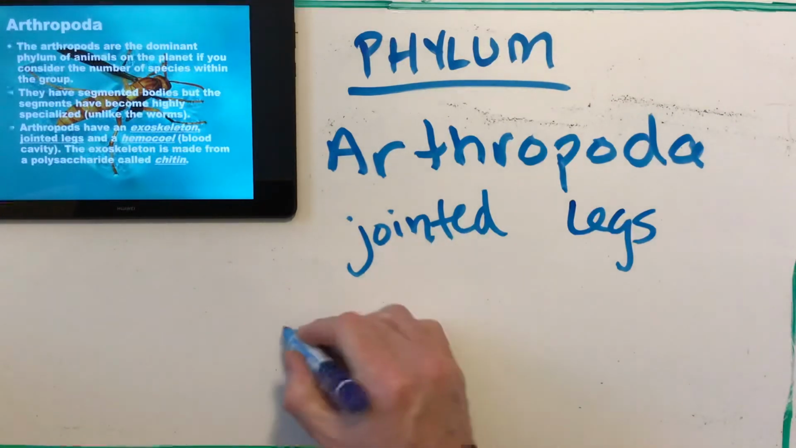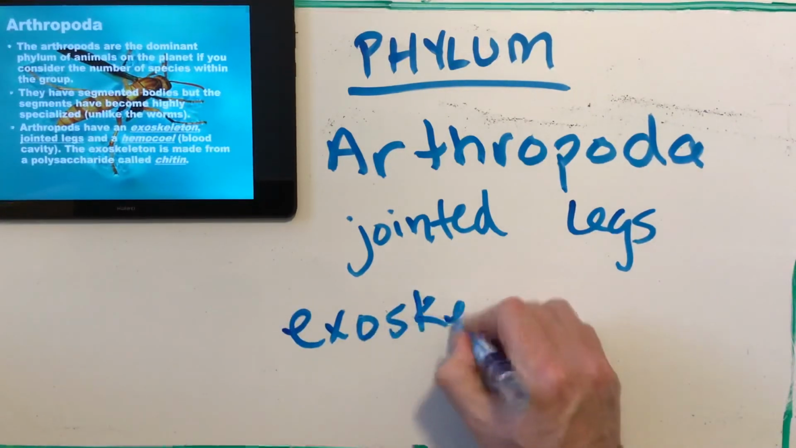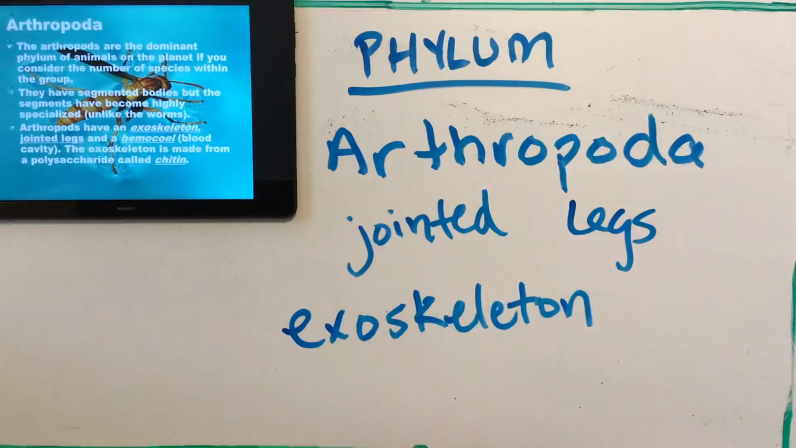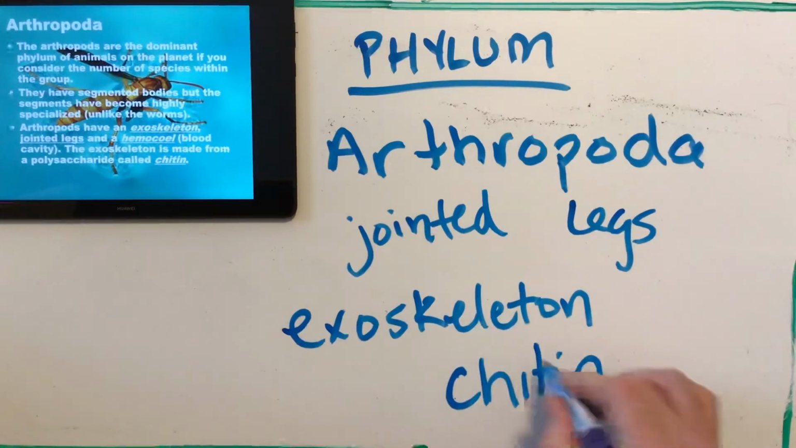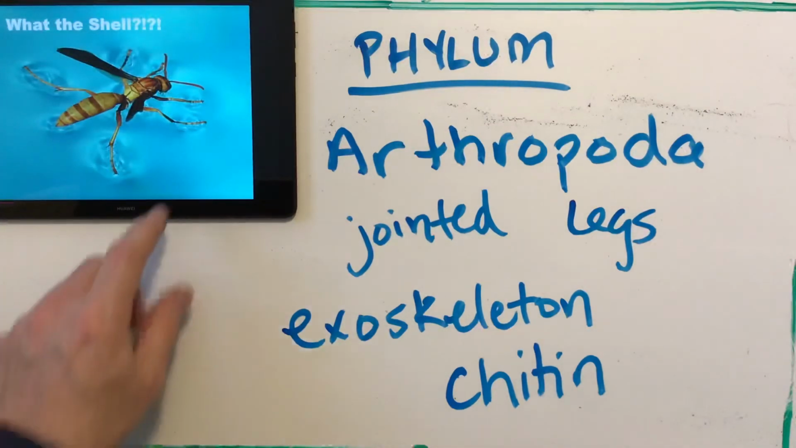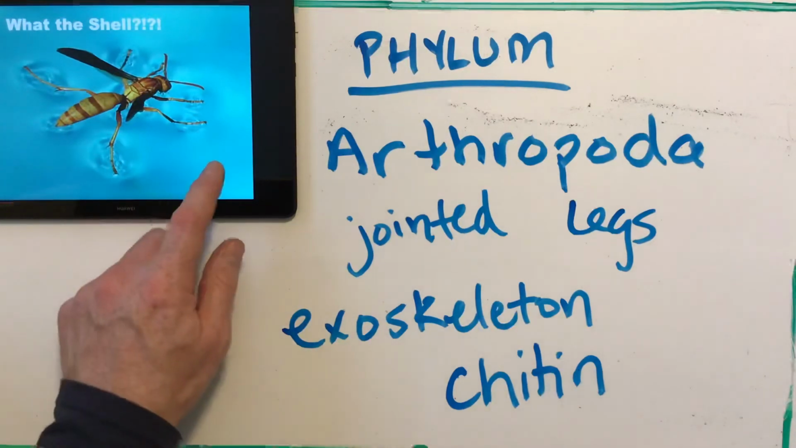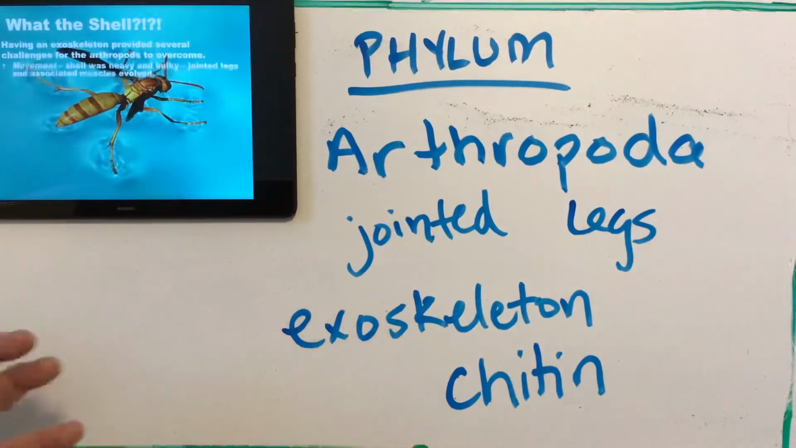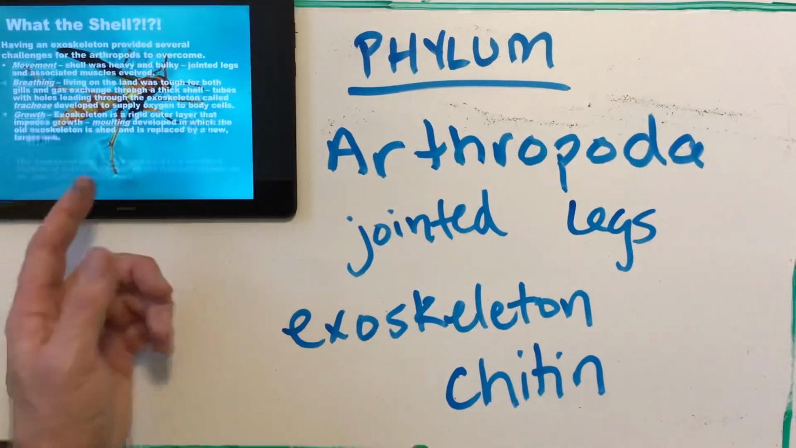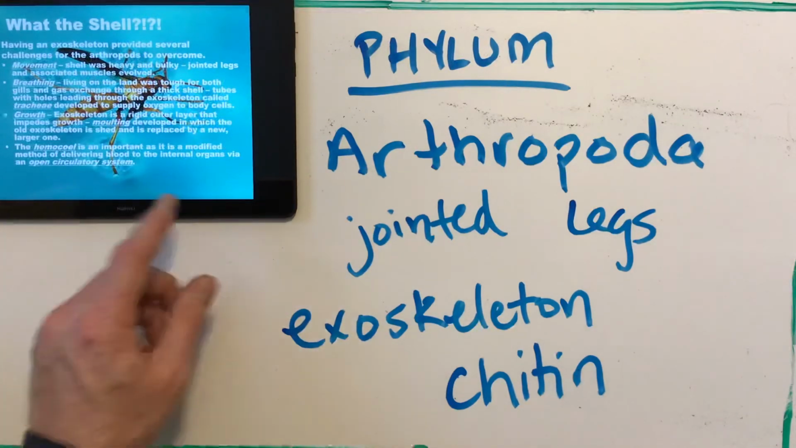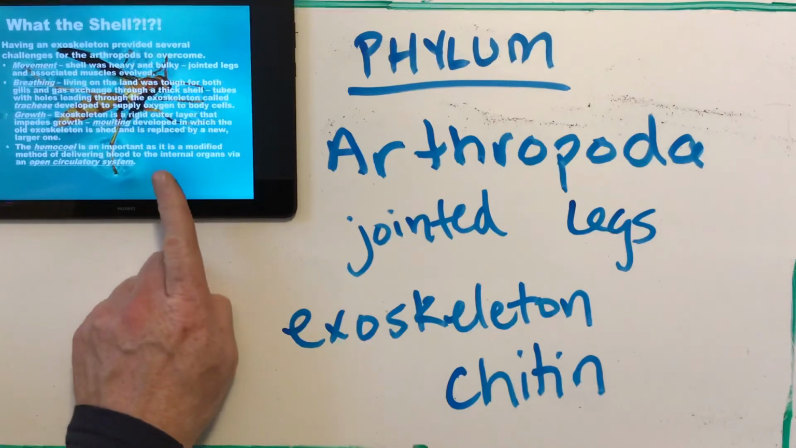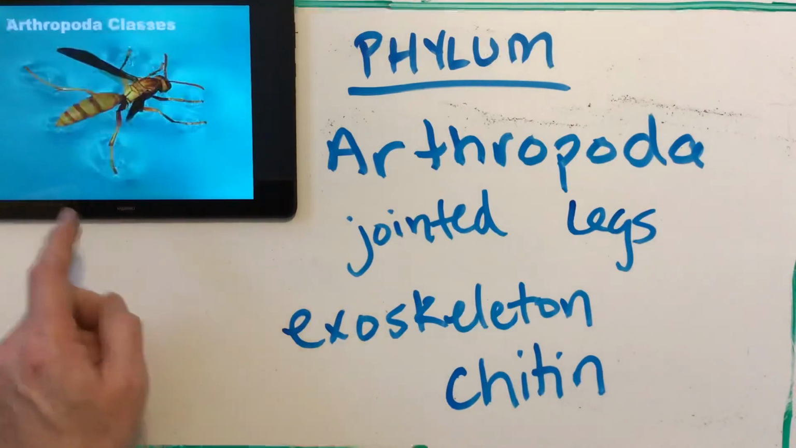Arthropods have an exoskeleton. So when you step on them, they crunch. And they have jointed legs, which you've mentioned before, right? The exoskeleton is made of a sugar molecule called chitin. Now this slide here we don't need to do. These are adaptations to having this thick, heavy shell. But again, with our reduced expectations, you can read over it, but we do not need to know the material of this.